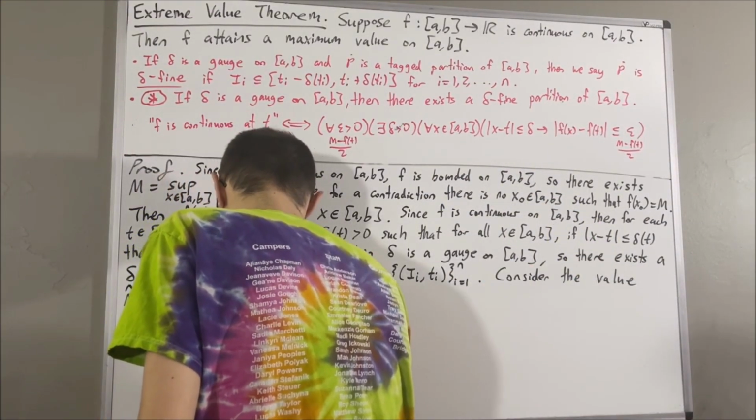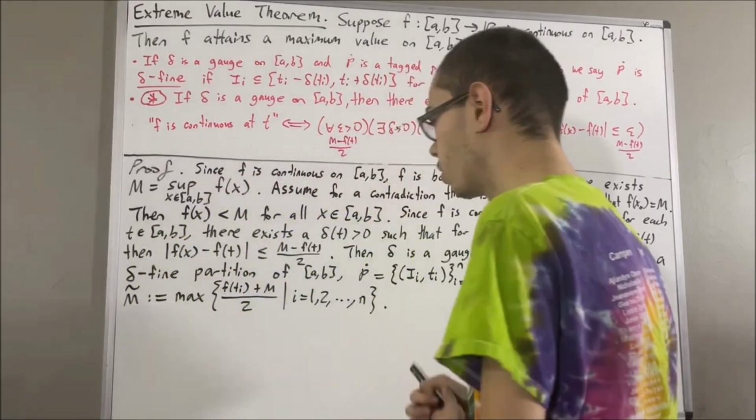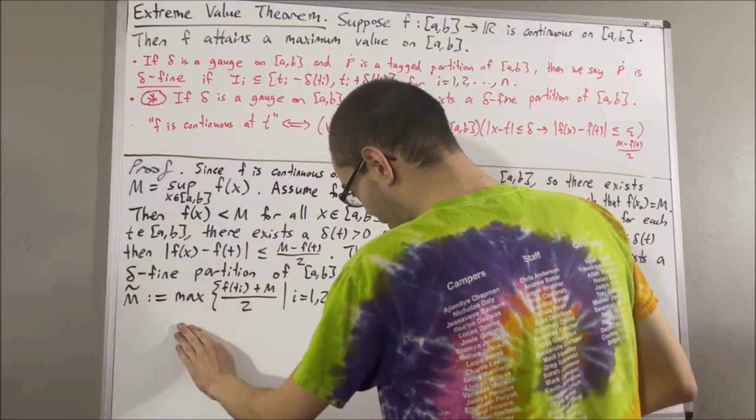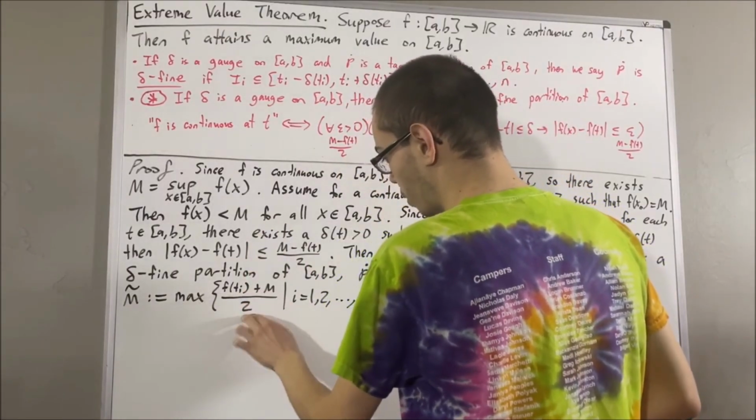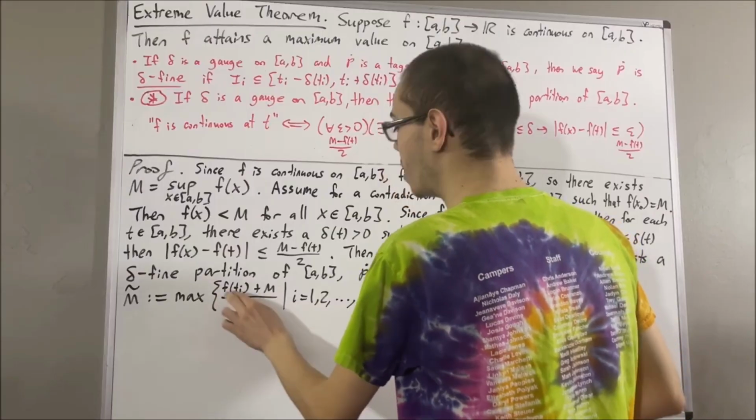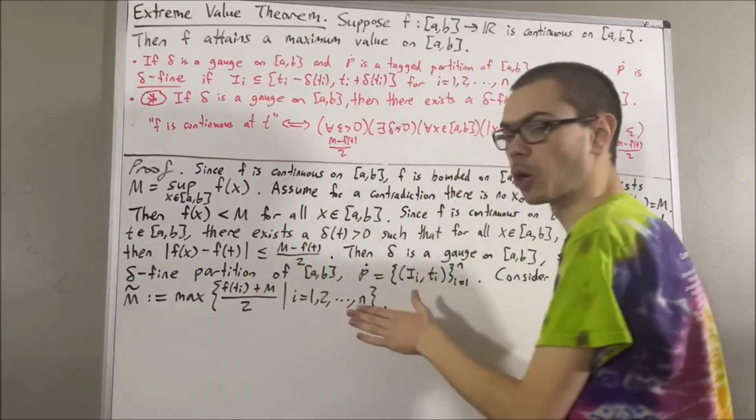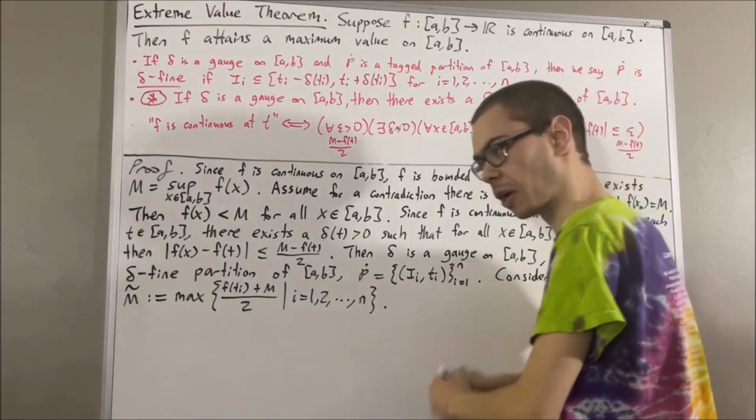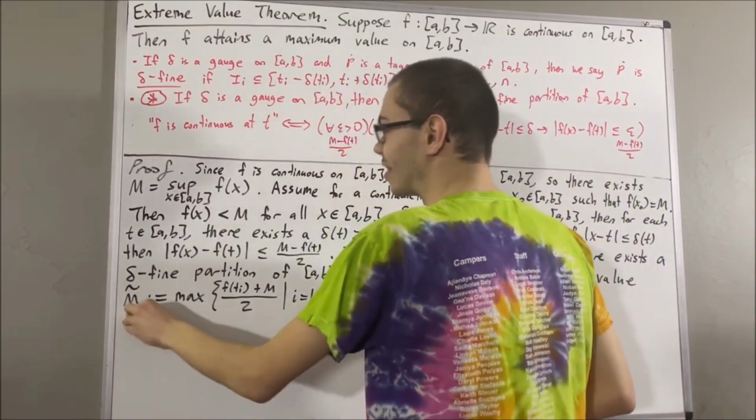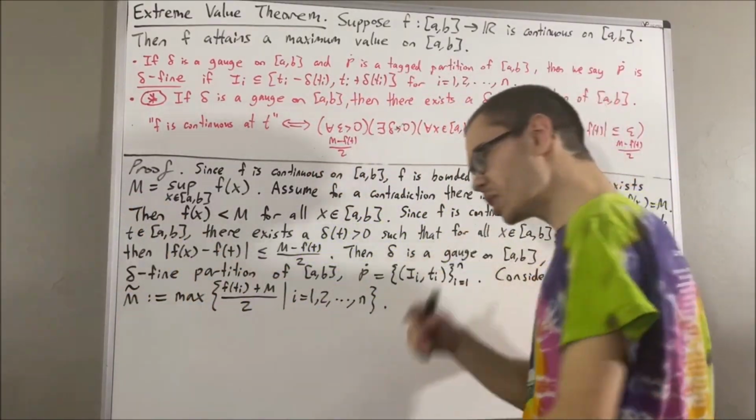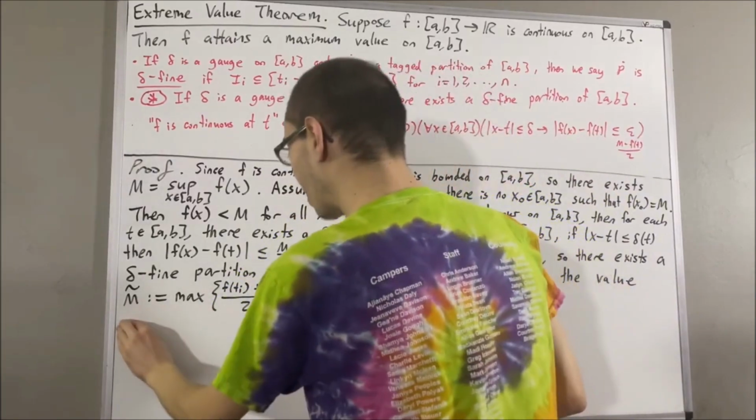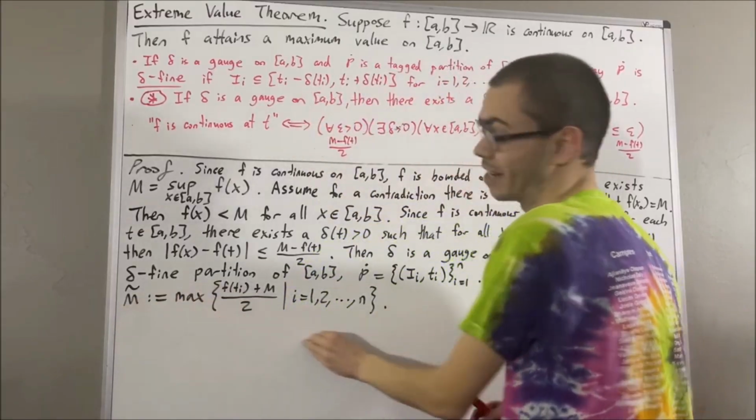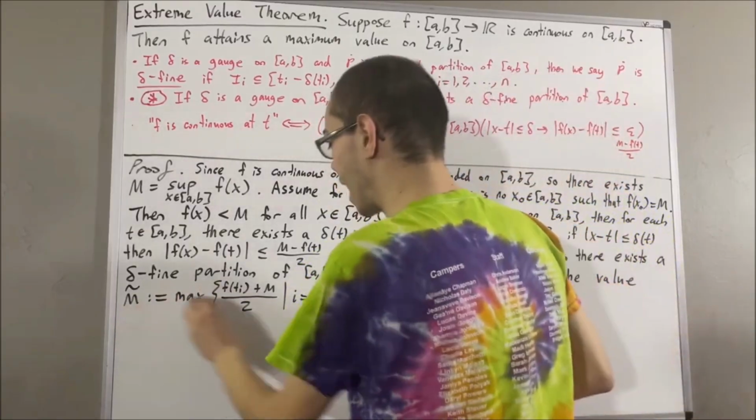We consider the value m tilde, which is the maximum of f of t1 plus m over 2, f of t2 plus m over 2, f of t3 plus m over 2, and so on, all the way up to n. Now, it's clear that m tilde is less than m. The reason why is because since m tilde is the maximum element of this set, well then m tilde is an element of this set. So m tilde has this form.